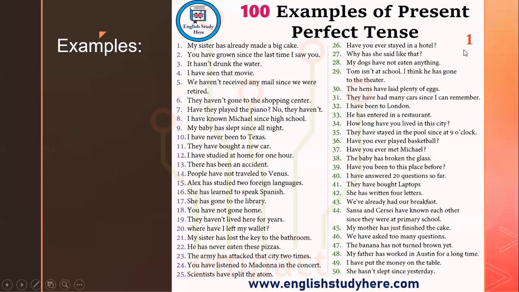Okay, here we have 50 different examples about this present perfect tense. See the first sentence. Number one, my sister has already made a big cake. My sister is singular, so I have to say has. Already made a big cake. So made is the PP form of make. Two, you have grown since the last time I saw you. Do you know what that sentence means? You have grown since the last time I saw you. Who can tell us what the meaning of the sentence is?